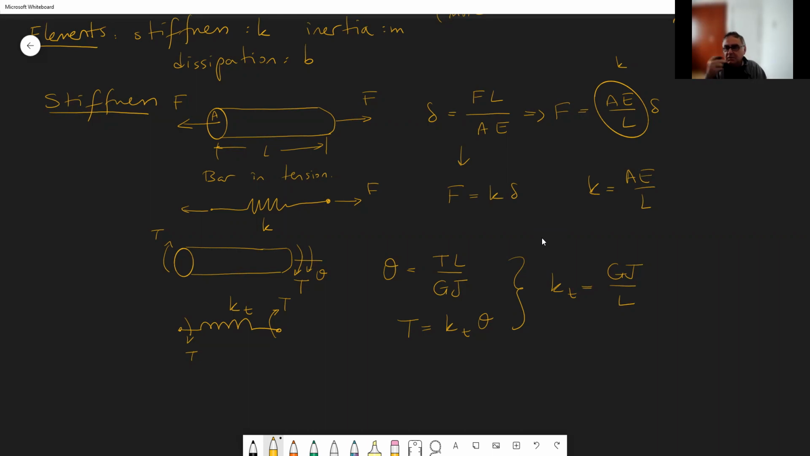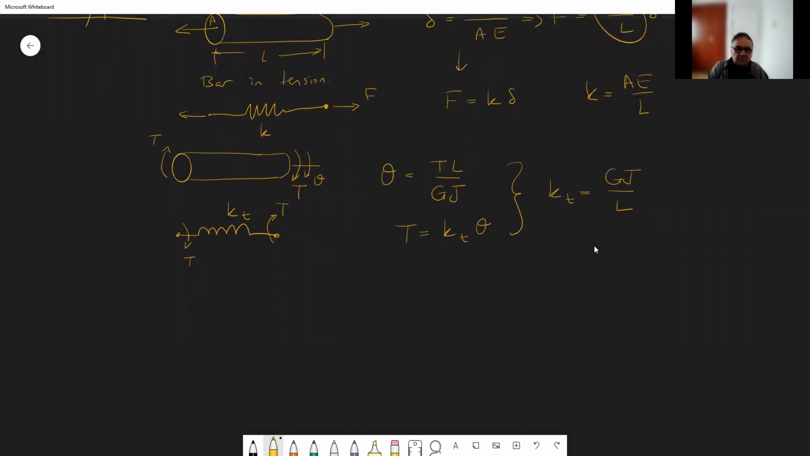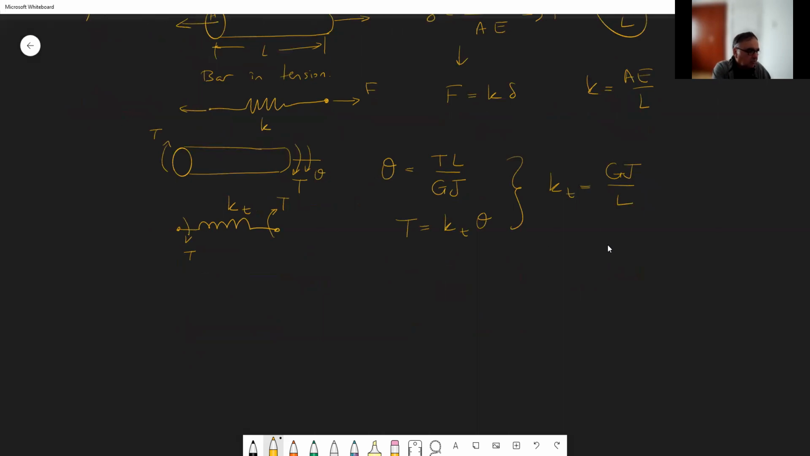G is the shear modulus of elasticity, right? I forgot these years ago. But it's not just this. We might have, for example, a bar in bending. So this is a torsional bar.